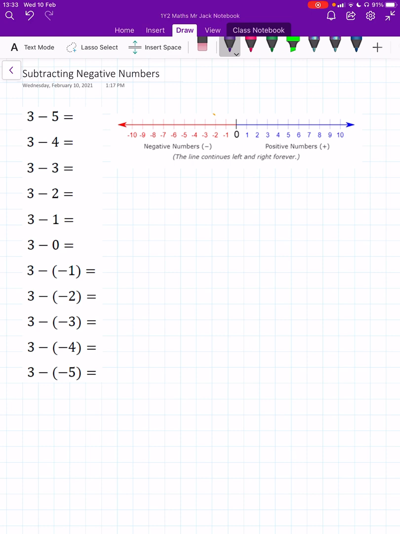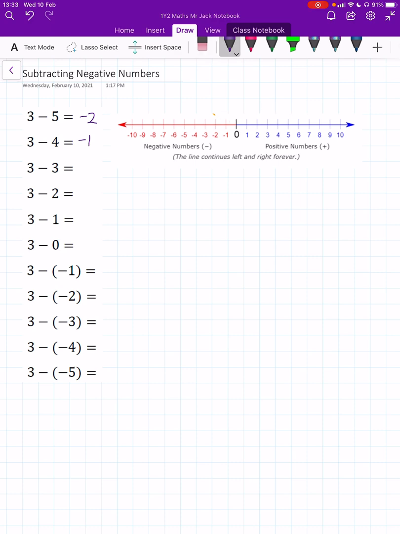Okay, so first questions first. Up here it says 3 minus 5. Now if you're still a little bit unsure, then go to your number line, look at number 3, and you need to go back 5 places. So 3 minus 5 is negative 2. Now what about 3 minus 4? Start on 3, back 4 places, that's negative 1.